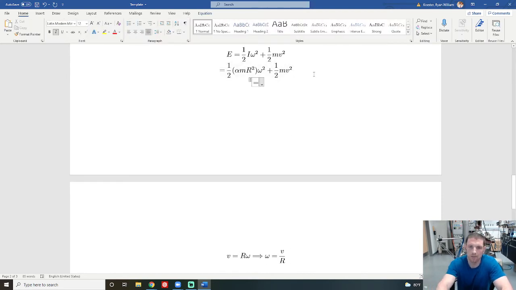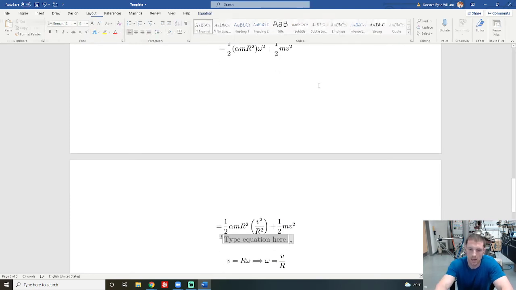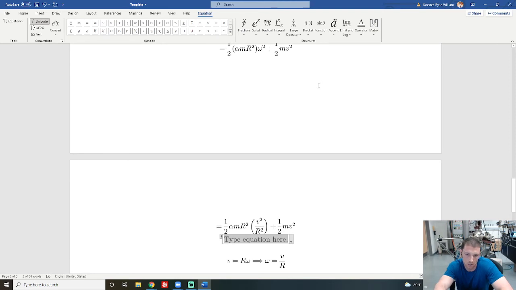So we can substitute that in up here, and we have 1/2 alpha m r squared, and then for omega squared we just write v squared over r squared, and then plus 1/2 m v squared. Then what we find is that in the first term the r squared cancels. So we can write 1/2 alpha m v squared plus 1/2 m v squared.